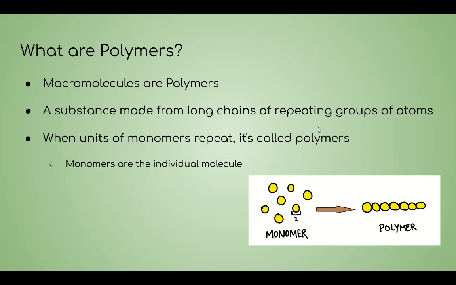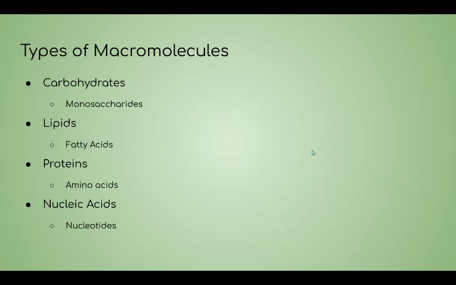So let's start by first talking about polymers. Polymers are macromolecules. They are also a bunch of molecules or monomers chemically bonded together. So for example, this is the individual monomer, and when they come together, they create a chain or a polymer, which is essentially the macromolecule.